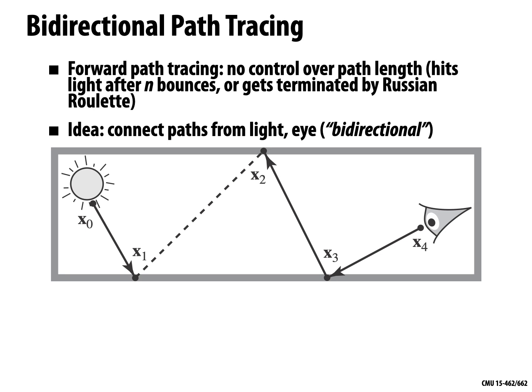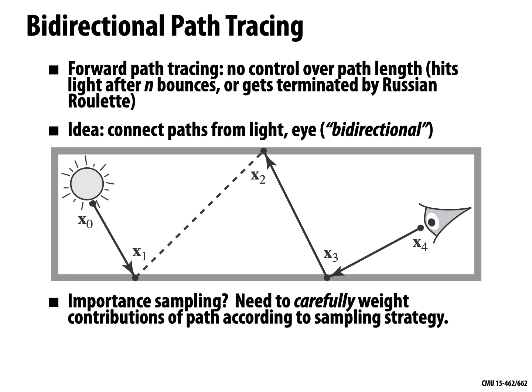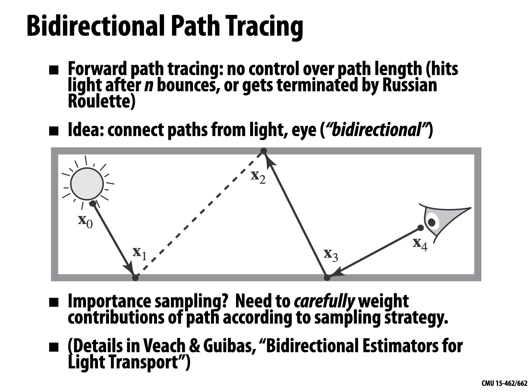So maybe we start at the eye, we do 1 bounce, we start at the light, we don't do any bounces, we just hit the surface, and then we say, okay, if we connect those 2 subpaths up, we can still compute for that total path the amount of light that it carries. To correctly add that to our estimate, we need to carefully weight the contributions of paths according to the sampling strategy, but that's something we can sit down and figure out. I won't go through all the details here, but you can find it in this article.